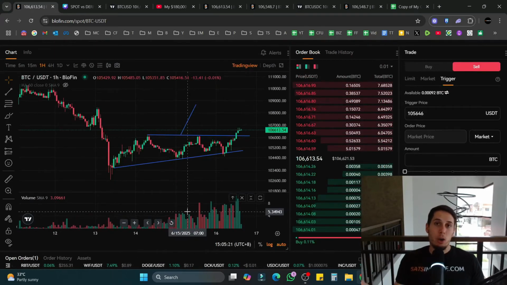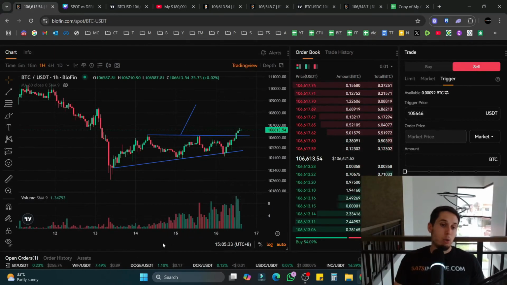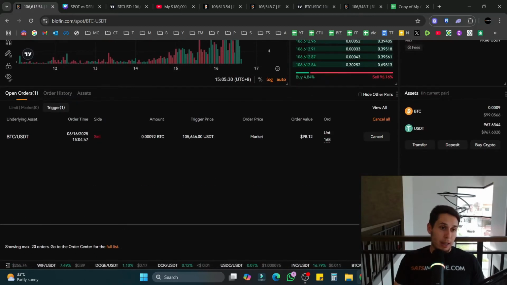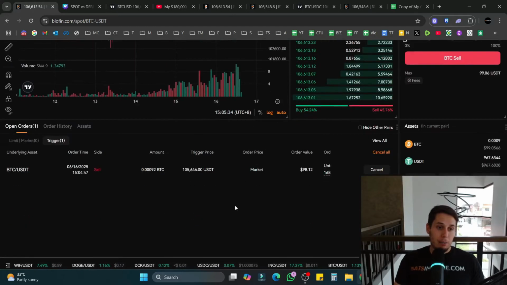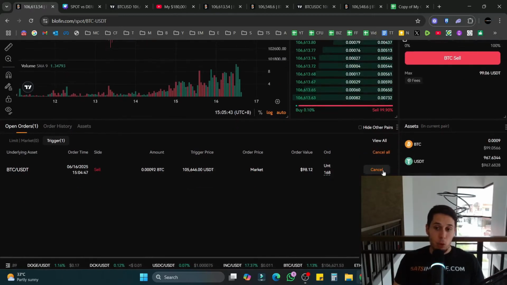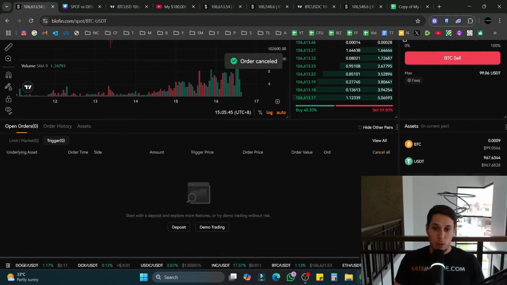Again, I don't really have to stay all day looking at the charts. I don't really have to stay awake all night and not sleep. I just know that I have my order right here and I'm protected. If BTC dumps, I will be out of this trade. I will have a small loss. That's totally fine. It's part of the game. So that's how you play stop losses. And if you want to cancel your order, just cancel it right here.